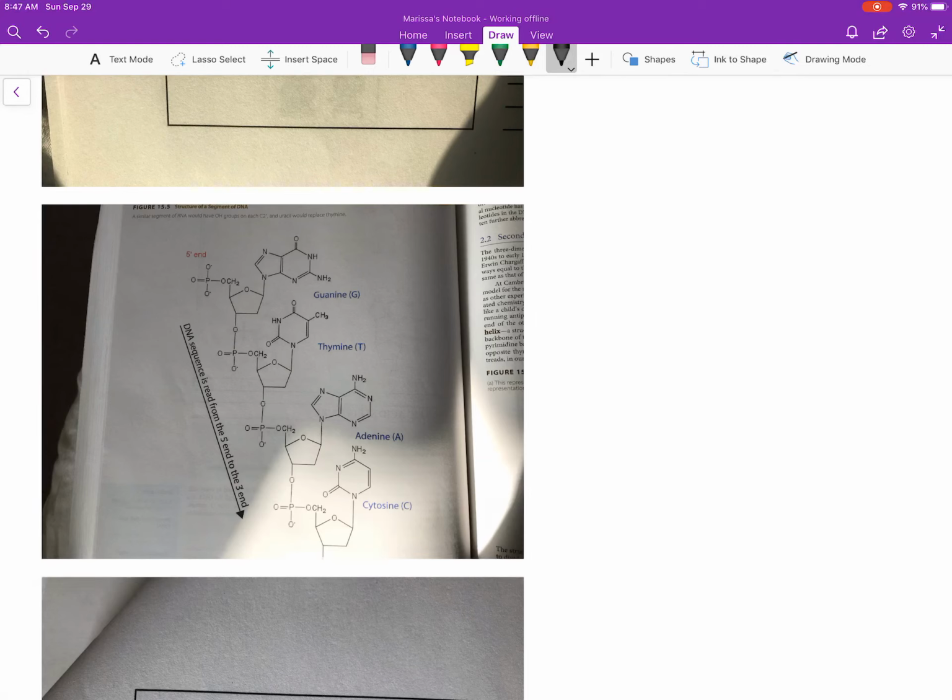All right, so when we start linking them up, this is kind of what it looks like, more or less. So this is the guanine, the thymine, the adenine, and the cytosine. And the DNA sequence, it tells you, is always read from the 5', and then we can't see down here, but there's a 3' down here.